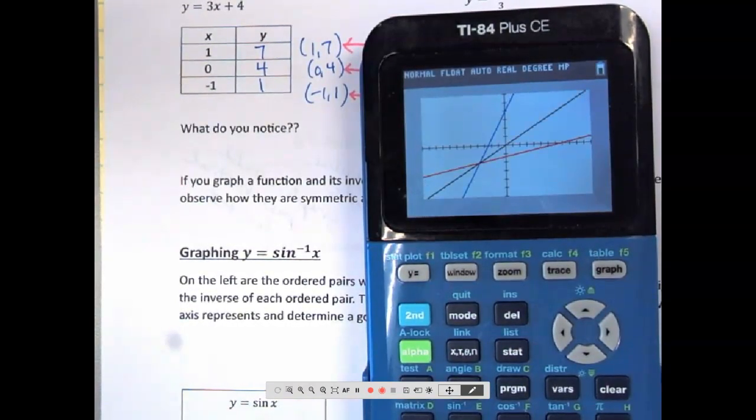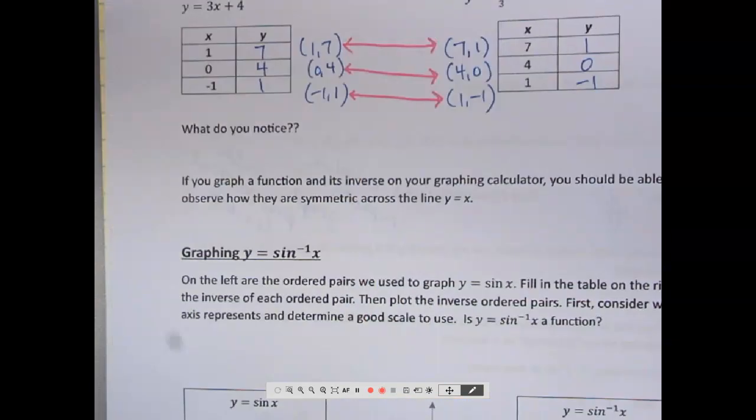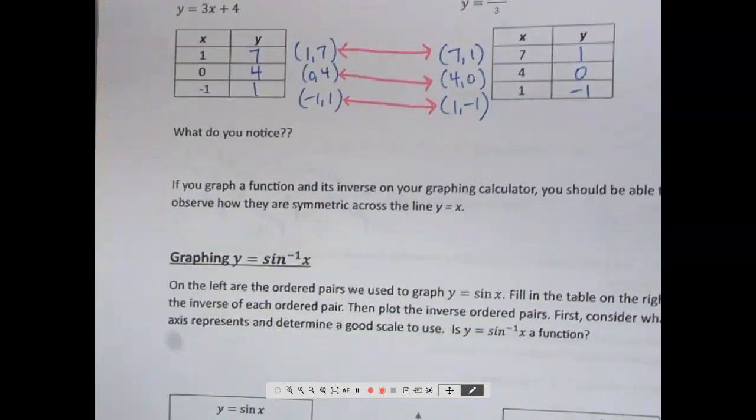And having that graph, you can actually see then, if we were to fold the graph on that diagonal line, this blue matches up with the red. This blue down here matches up with the red. So there's your symmetry across the line y equals x. So any function and its inverse should do that. Okay? All right. Enough of Algebra 2.